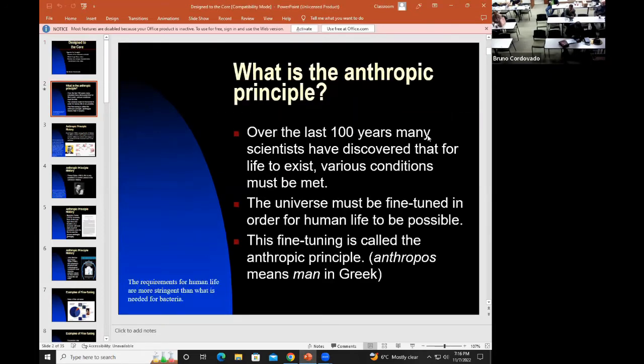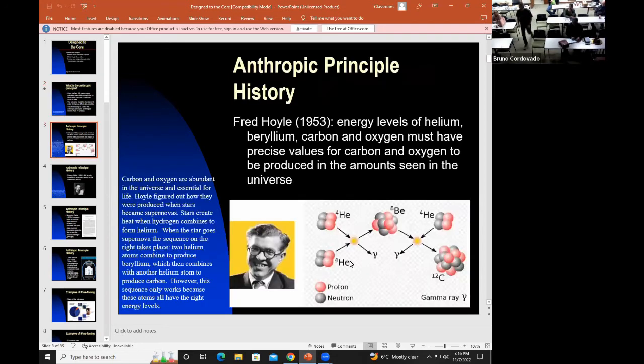So we know that over the last 100 years, many scientists have discovered that for life to exist, you need various conditions to be met just to have a planet that's able to support life. The universe has to be fine-tuned, and this fine-tuning is called the anthropic principle. And one of the first people that talked about this was Fred Hoyle.